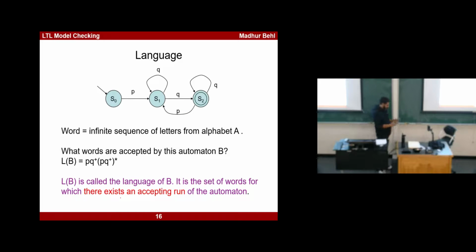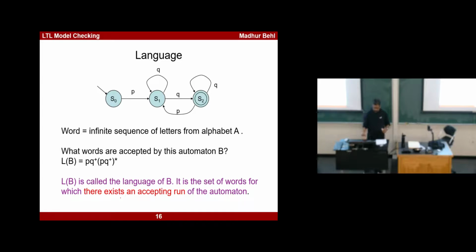So here's another, and I promised the last definition. The set of words which are accepted by a Büchi automaton is called the language of the Büchi automaton. Intuitively, a word is a sequence of alphabets, and a set of words is a language. So that's just a definition that we will use later.